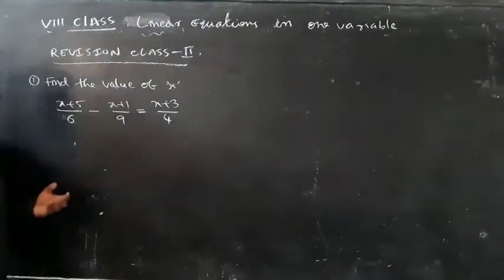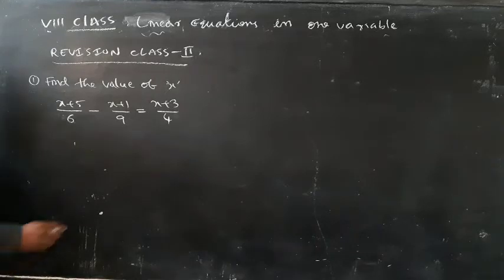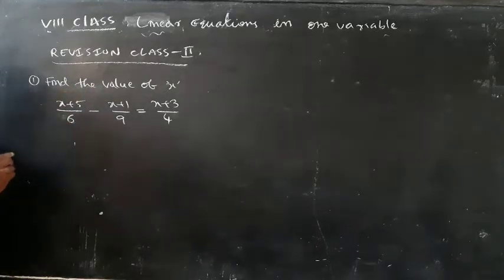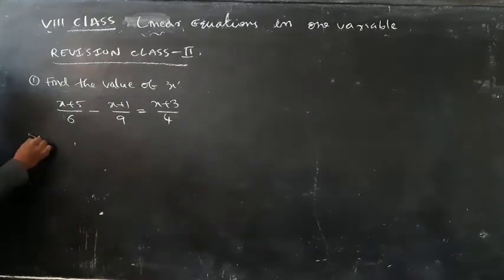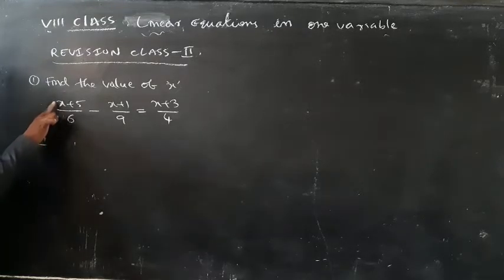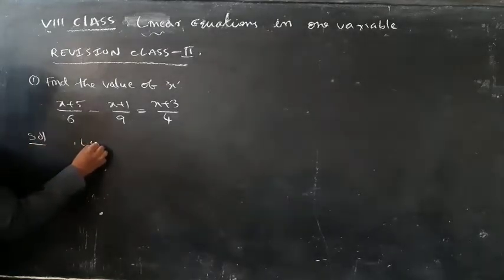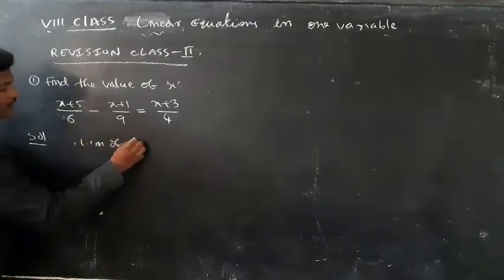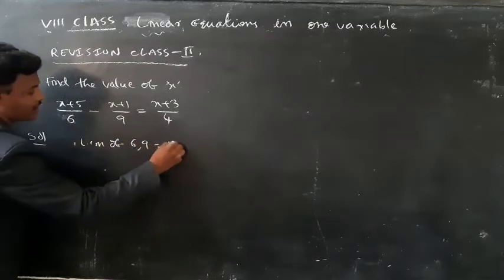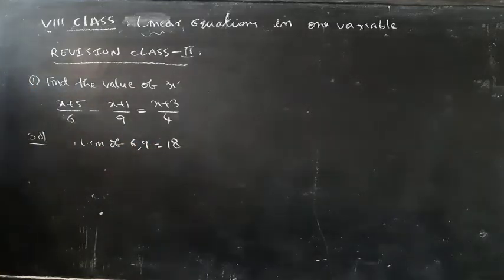Here is the first question in the second revision class. Find the value of x: (x plus 5) by 6 minus (x plus 1) by 9 is equal to (x plus 3) by 4. In the solution, the left side is (x plus 5) by 6 minus (x plus 1) by 9. Here, taking the LCM of 6 comma 9 is nothing but 18.